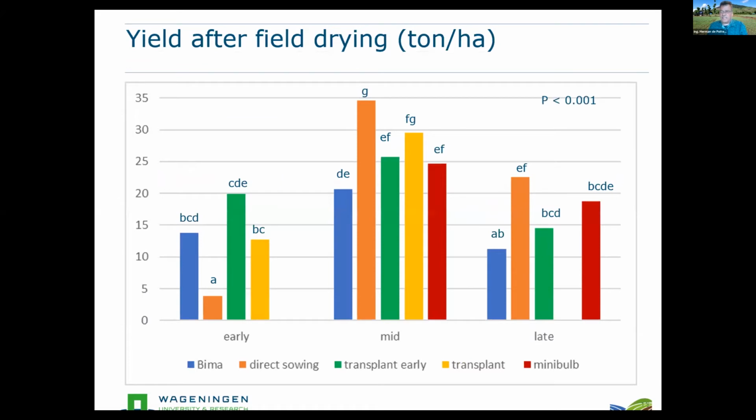When we look at yield after drying, so this is not a fresh yield, but we harvested the bulbs and we dry them for a few days. And then this is the yield in tons per hectare after that field drying. Then you can see early, mid, and late. So those represent the 3 experiments.